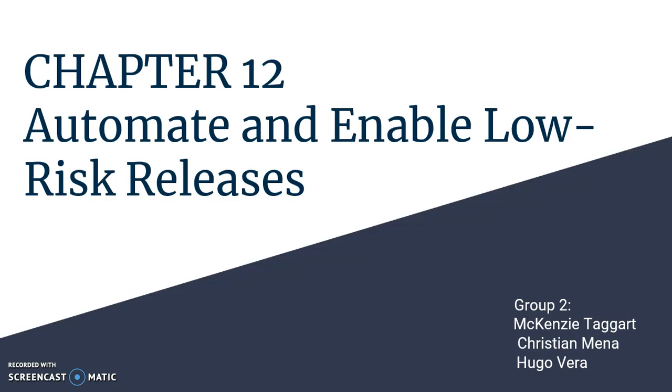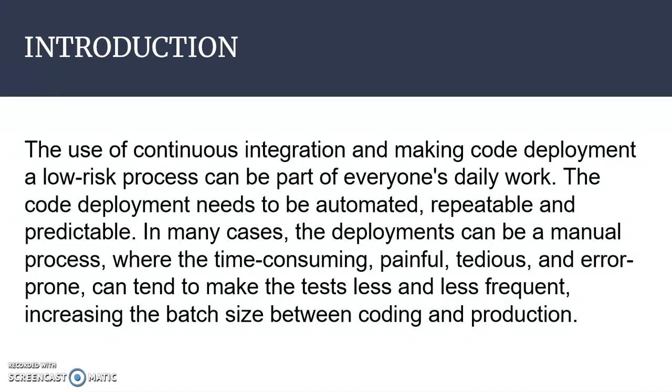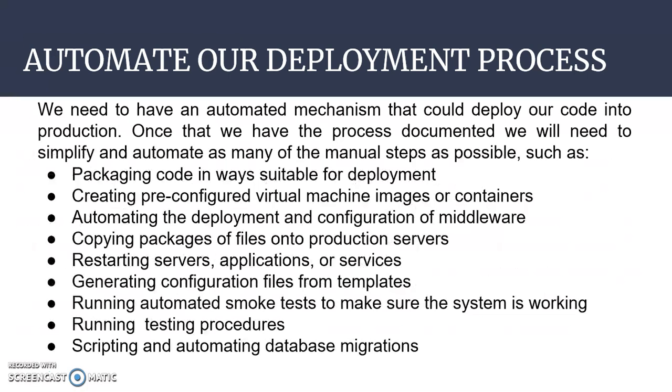We are going to take a look at chapter 12, Automated and Enabled Low Risk Release. The use of continuous integration and making code deployment a low risk process can be a part of everyone's daily work. The code deployment needs to be automated, repeatable, and predictable. In many cases, deployments can be a manual process that is time-consuming, painful, tedious, and error-prone, which can make testing less and less frequent, increasing the batch size between coding and production.